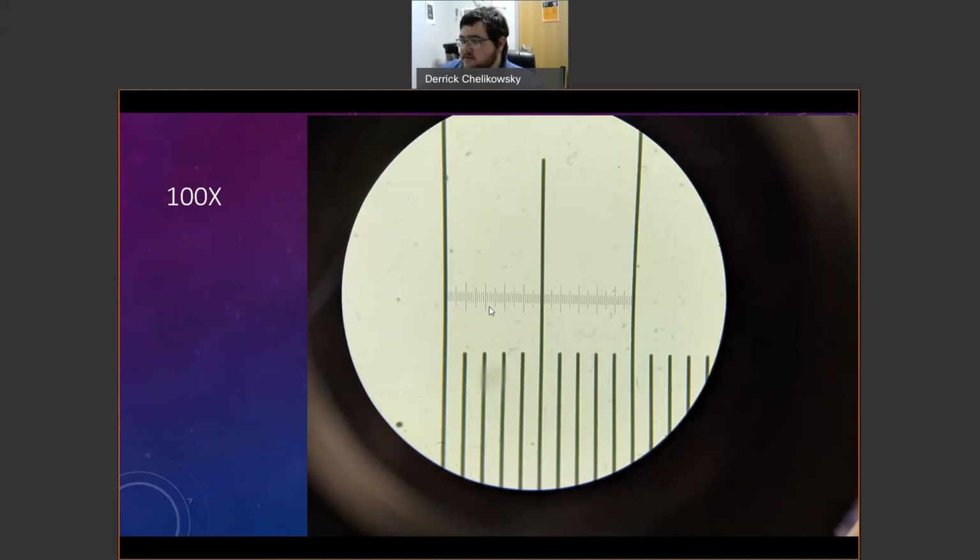So let's do the math then. Our ocular is 50. Our stage is 5. So that's 50 over 5, then multiply that by 10. And what is the size of what we see on the stage?